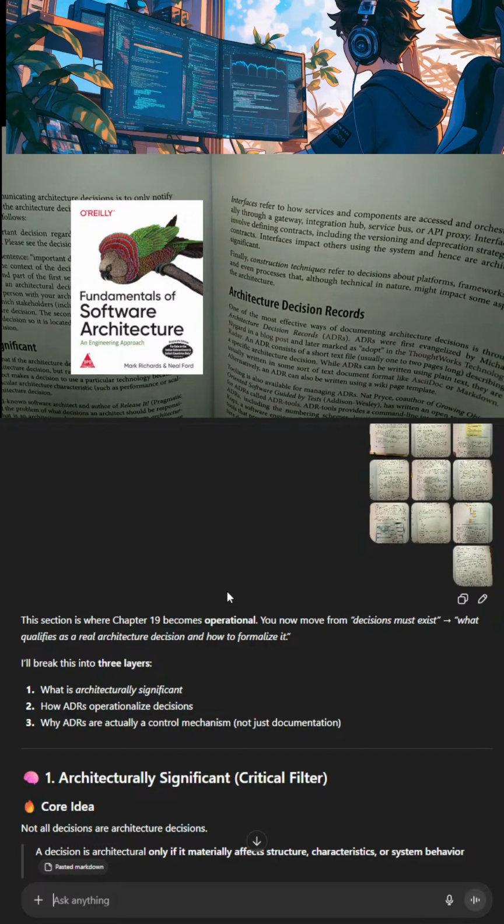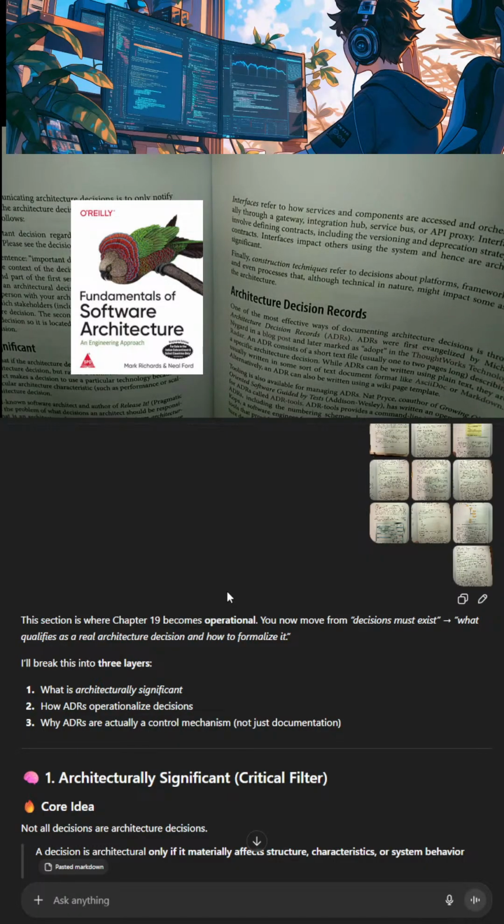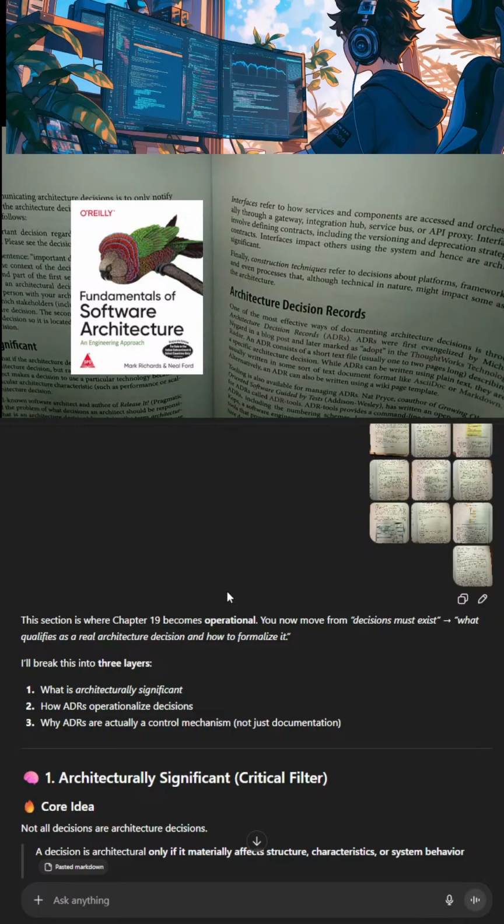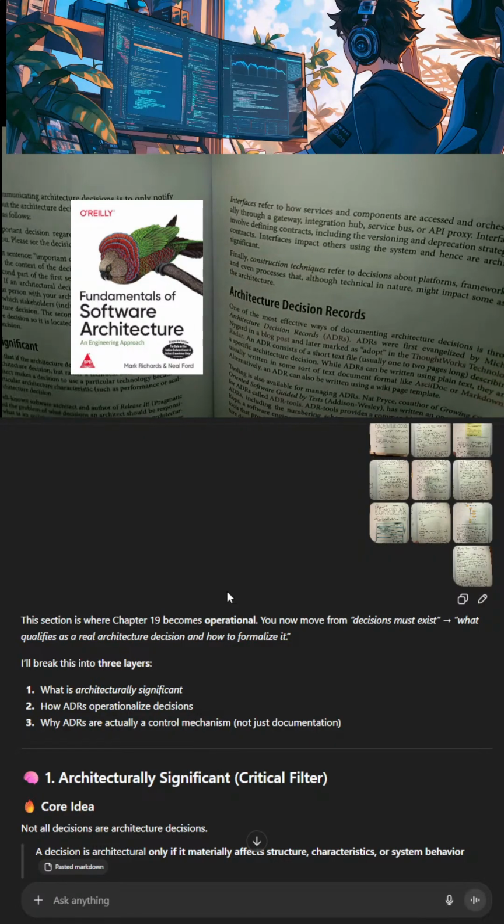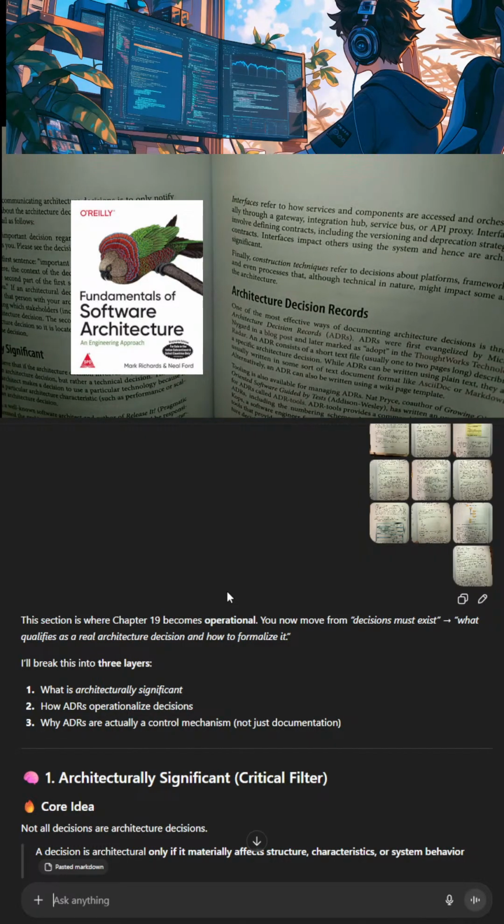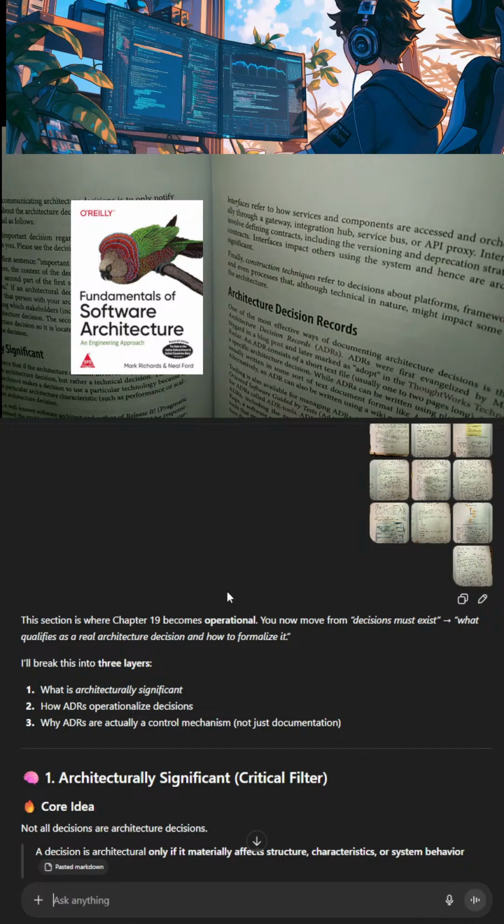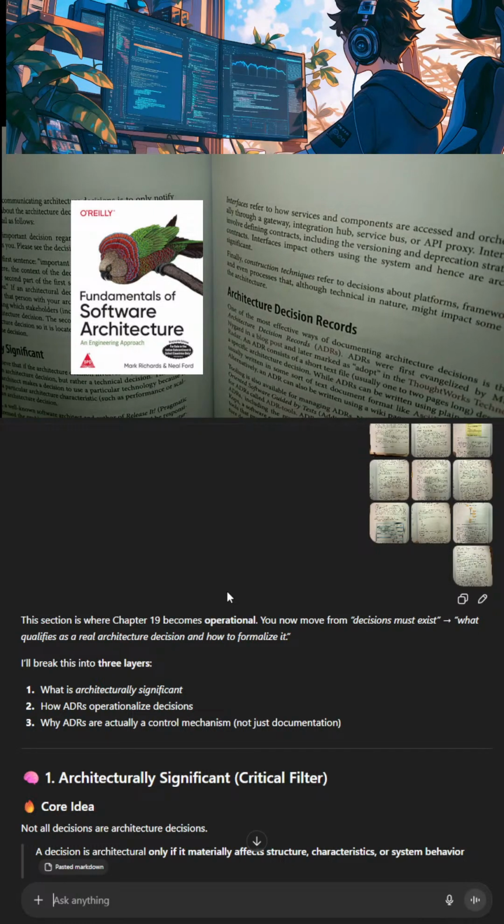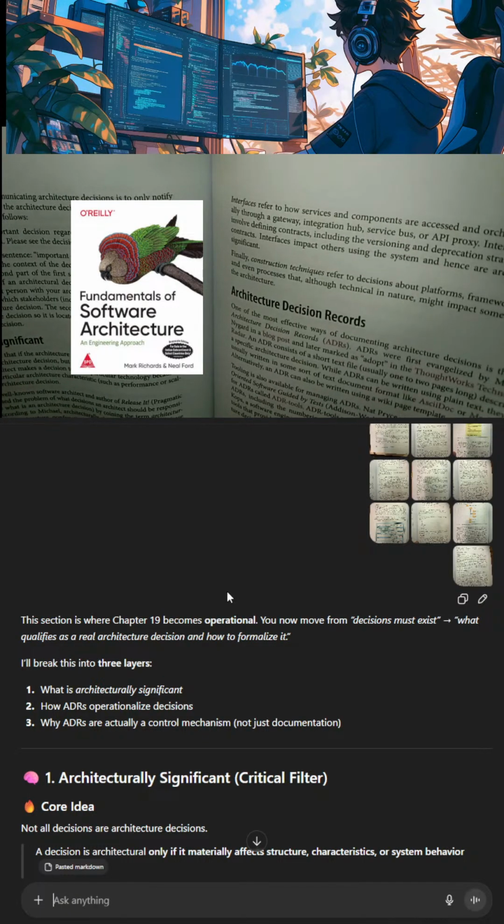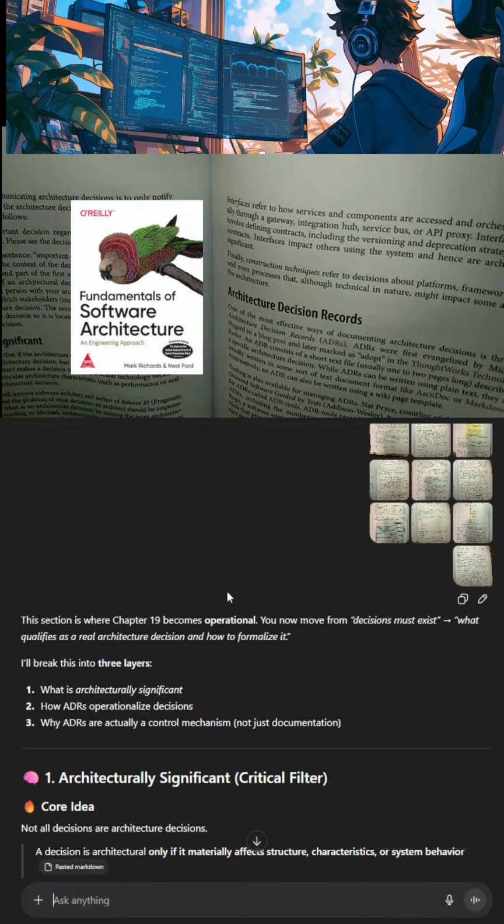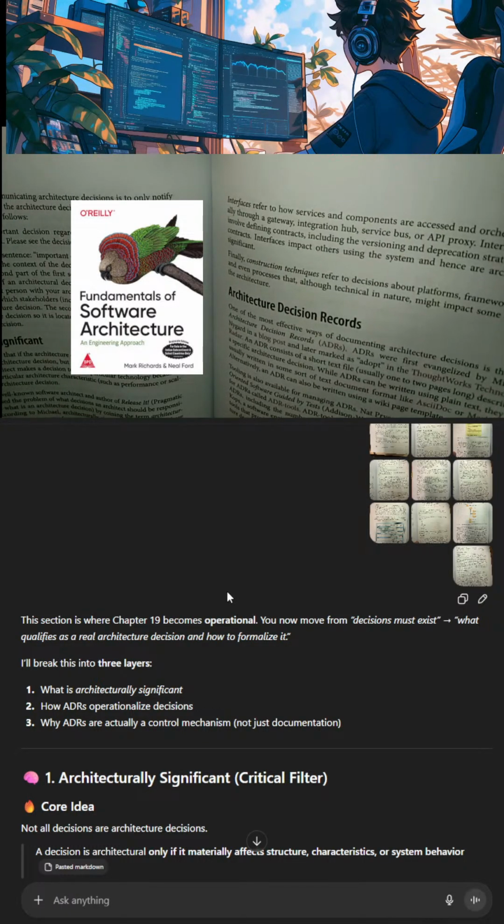Dependencies refer to coupling points between components and or services within the system, which in turn impact overall scalability, modularity, agility, testability, reliability, and so on. Interfaces refer to how services and components are accessed and orchestrated, usually through a gateway, integration hub, service bus, or API proxy. Interfaces usually involve defining contracts, including the versioning and deprecation strategy of those contracts. Interfaces impact others using the system and hence are architecturally significant.